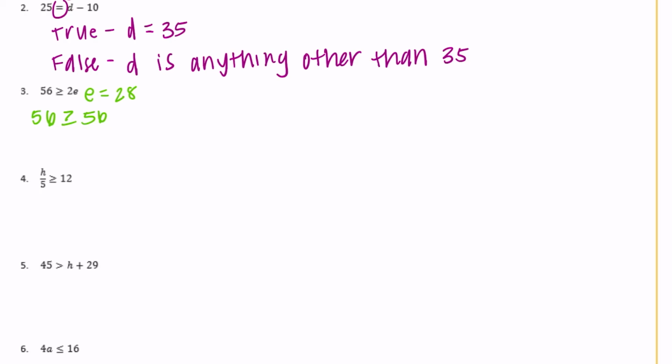If we made it greater than 28, so say 2 times 30, then it would no longer be true because 56 would not be greater than or equal to 60. So for it to be true, E needs to be less than or equal to 28. For it to be false, it just needs to be anything greater than 28.